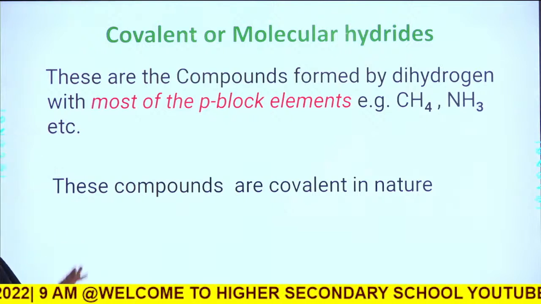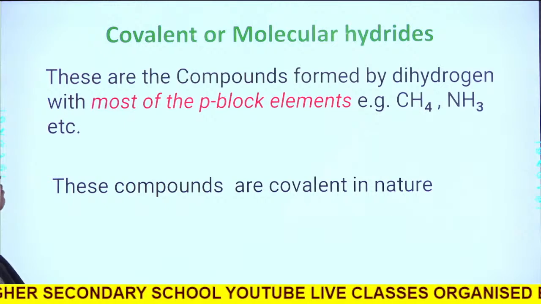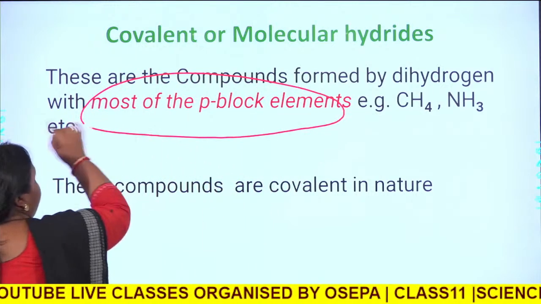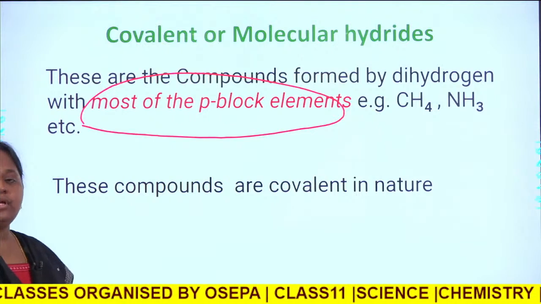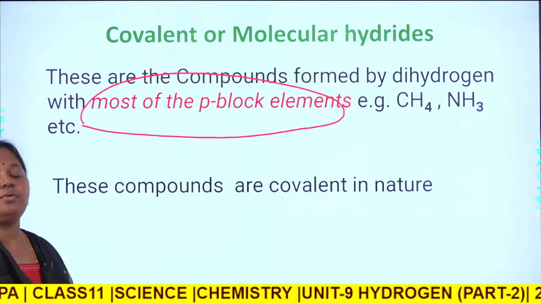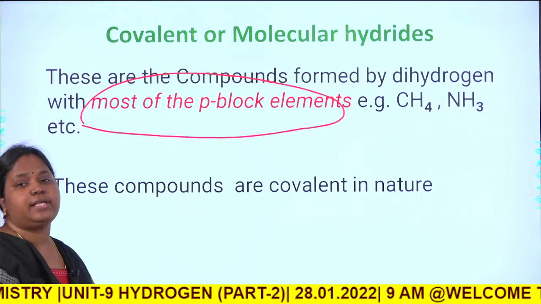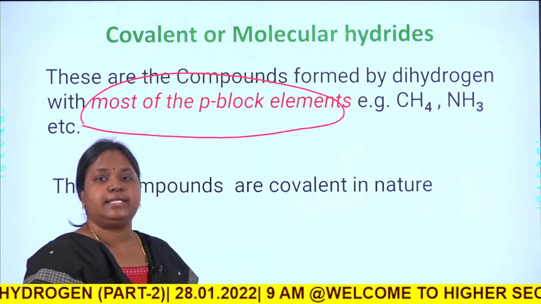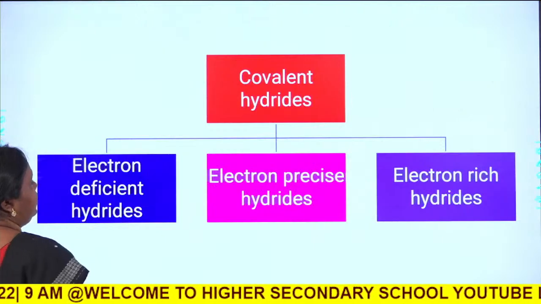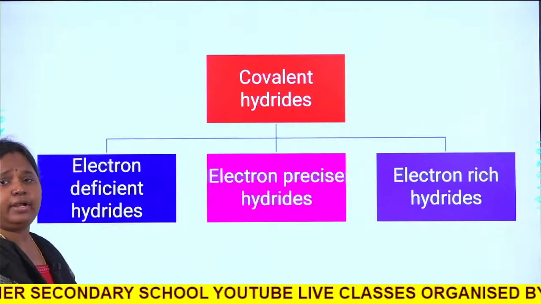Now let us see what are covalent or molecular hydrides. These are the compounds formed by dihydrogen with most of the p block elements. When hydrogen reacts with p block elements, they form covalent or molecular hydrides. Why is it called covalent? Because the bonding is actually covalent in nature, hence the name covalent hydrides. Example, water, ammonia, these all are covalent hydrides.